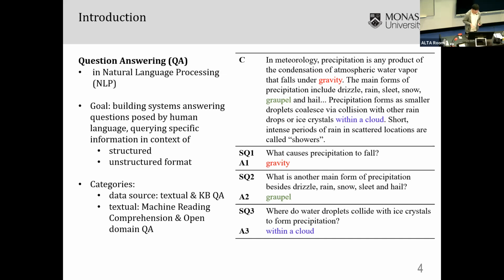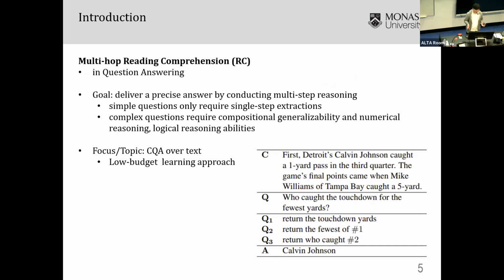But in my work, I'm mainly dealing with machine reading comprehension. Given the context, we need to deal with the question, but most of the time I deal with the multi-hop reading comprehension task, or multi-hop question answering. The goal is similar to the QA task, but it's a little more complex. It delivers a precise answer by conducting multi-step reasoning.